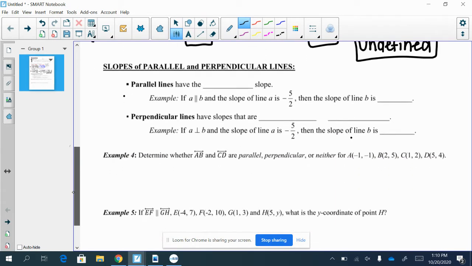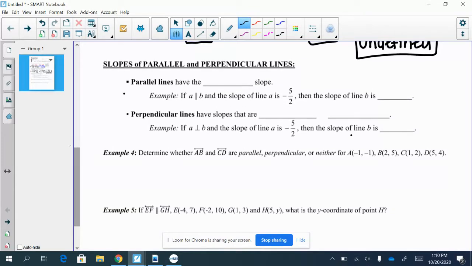Okay, so slopes of parallel and perpendicular lines. Parallel lines have the same slope. So here, for example, if A is parallel to B and the slope of line A is -5 over 2, then the slope of line B is -5 over 2. Perpendicular lines have slopes that are opposite reciprocals. So the sign changes. One should be negative, one should be positive, and the fraction flips.